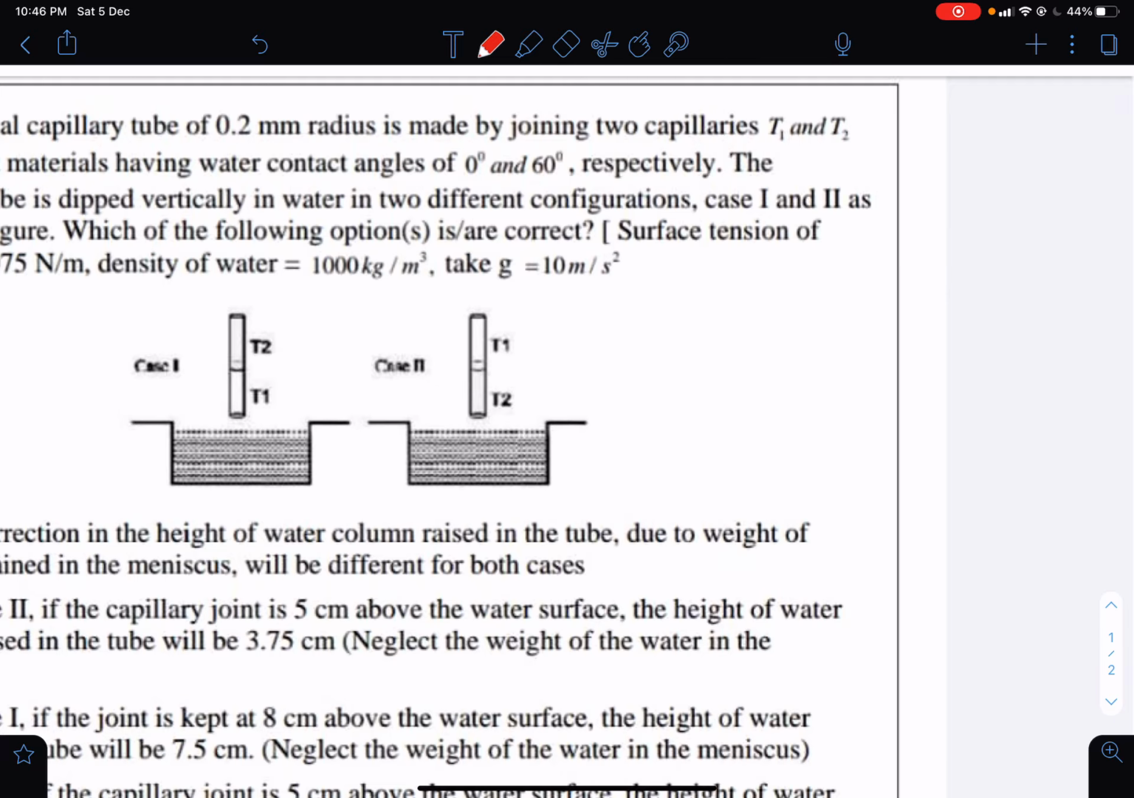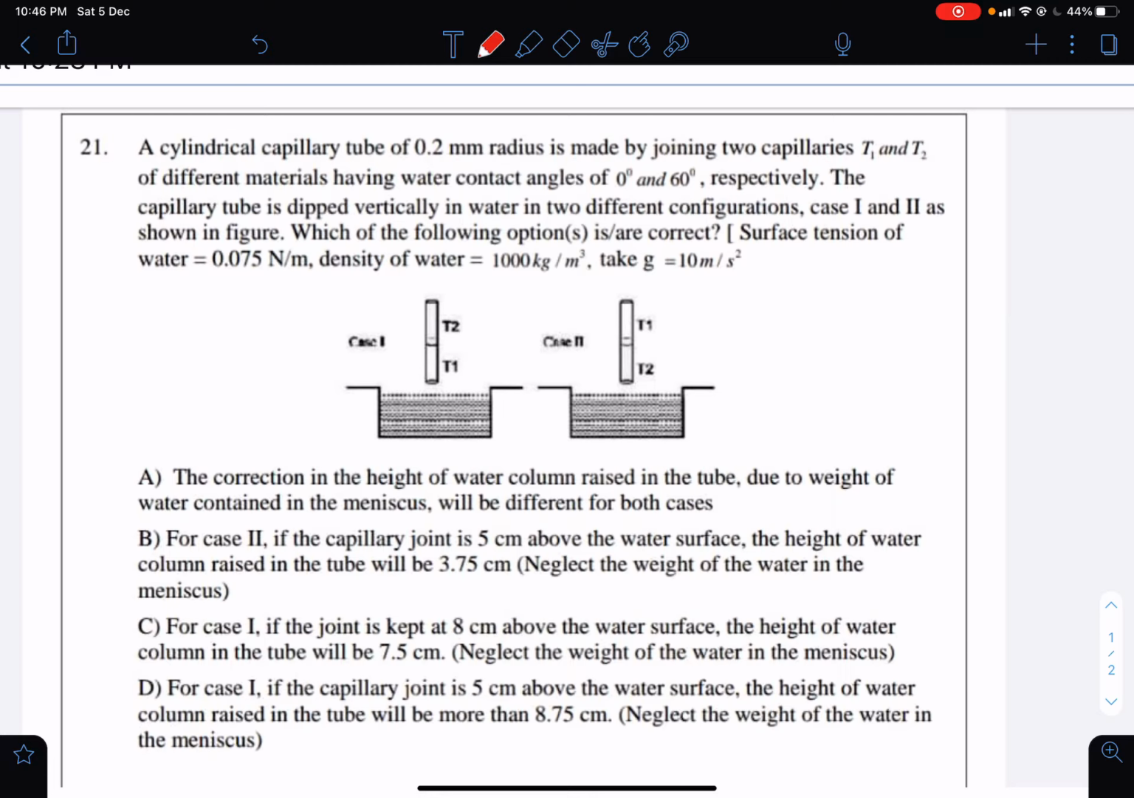Okay, this is a question which is a doubt of many students. So here there are two tubes and there is a different contact angle of water with the material of these two different tubes. One is 0 degree, other is 60 degree. So let us first calculate up to how much height will the water level rise in each tube separately or individually. So the rise in height formula is 2T cos theta by rho g r.